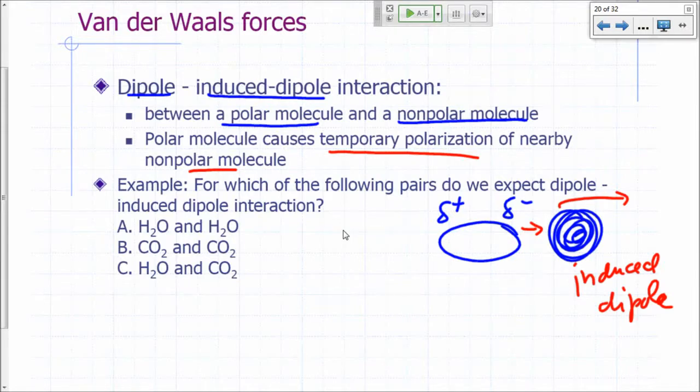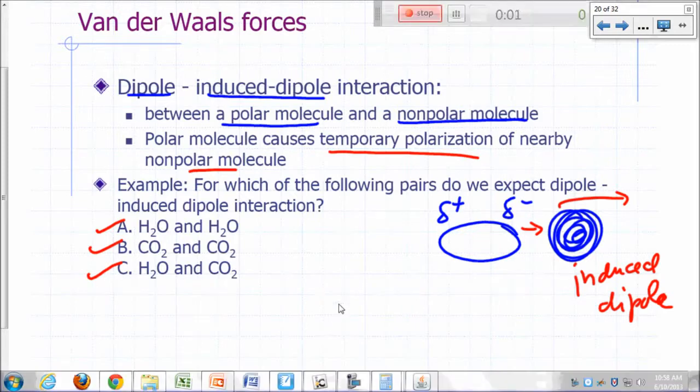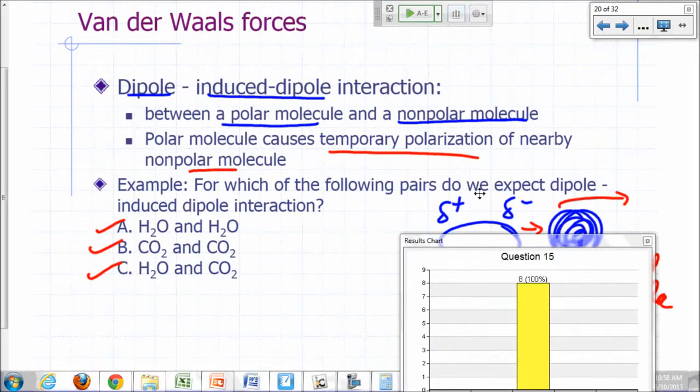Okay, so for which of these pairs would you expect dipole-induced dipole interaction? Between a pair of water molecules, between a pair of CO2 molecules, or between water and a CO2 molecule? Very good. Water is polar, CO2 is nonpolar.